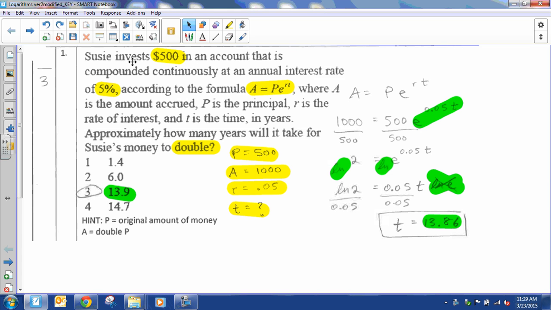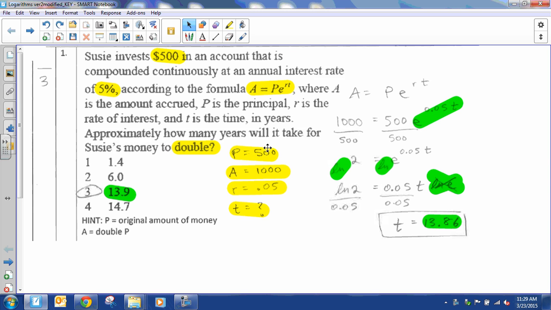Number one, Susie invests $500 in an account that is compounded continuously at an annual interest rate of 5%. So right away I write down P, principal is $500. We know the interest rate is 0.05 because we have to move the decimal place over to the left 2 places. T is the time in years. Approximately how many years will it take for Susie's money to double?